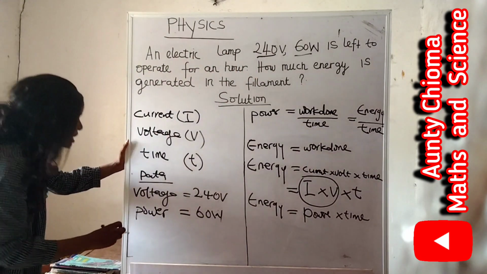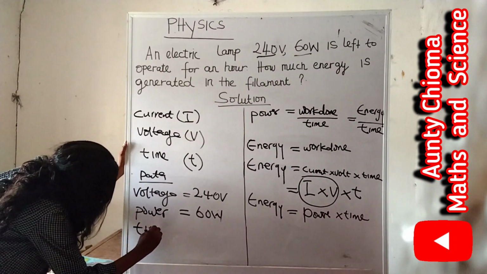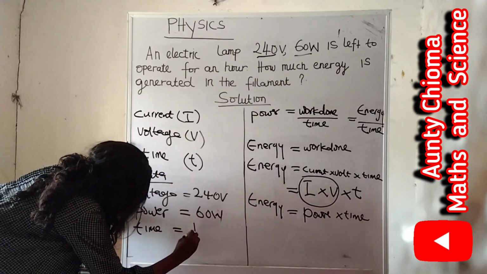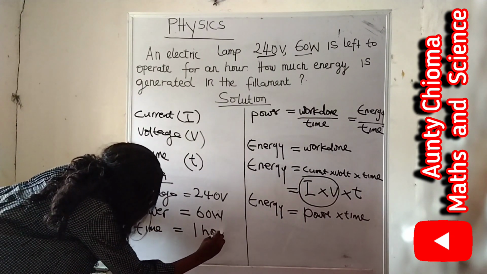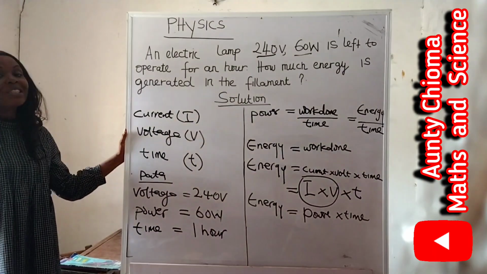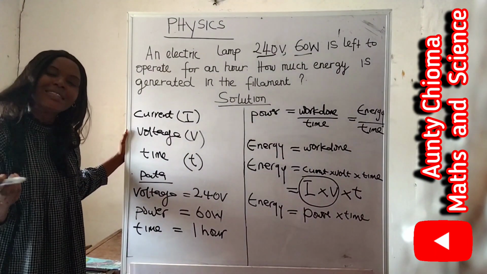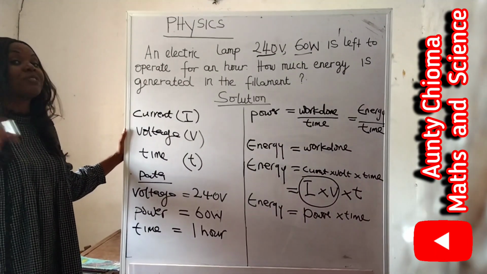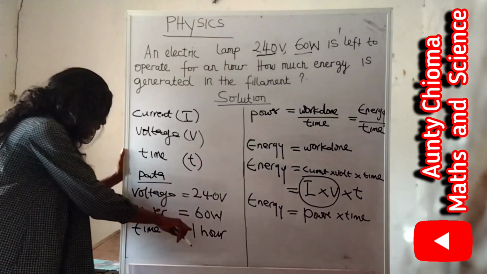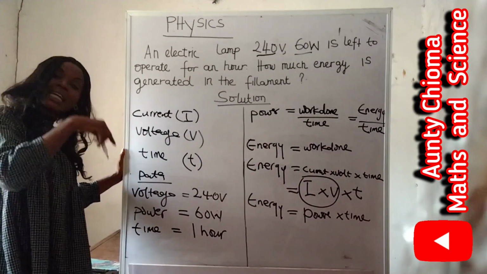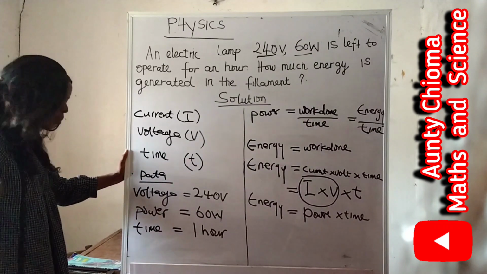So the time is equal to 1 hour. An hour means 1 hour. Yes, because hour is not the standard unit of time. The standard unit of time is second. So before we use this time, we must change it to the standard unit, which is second. So we're going to change it.